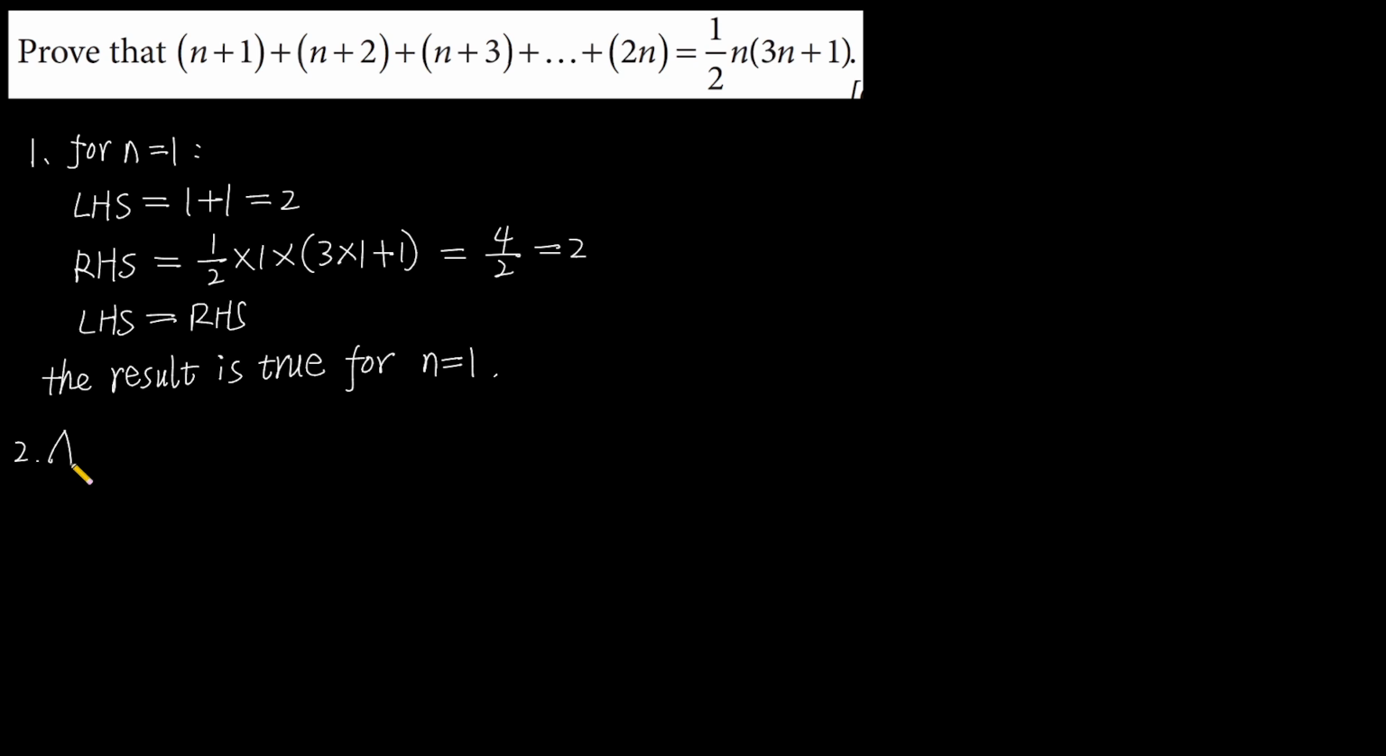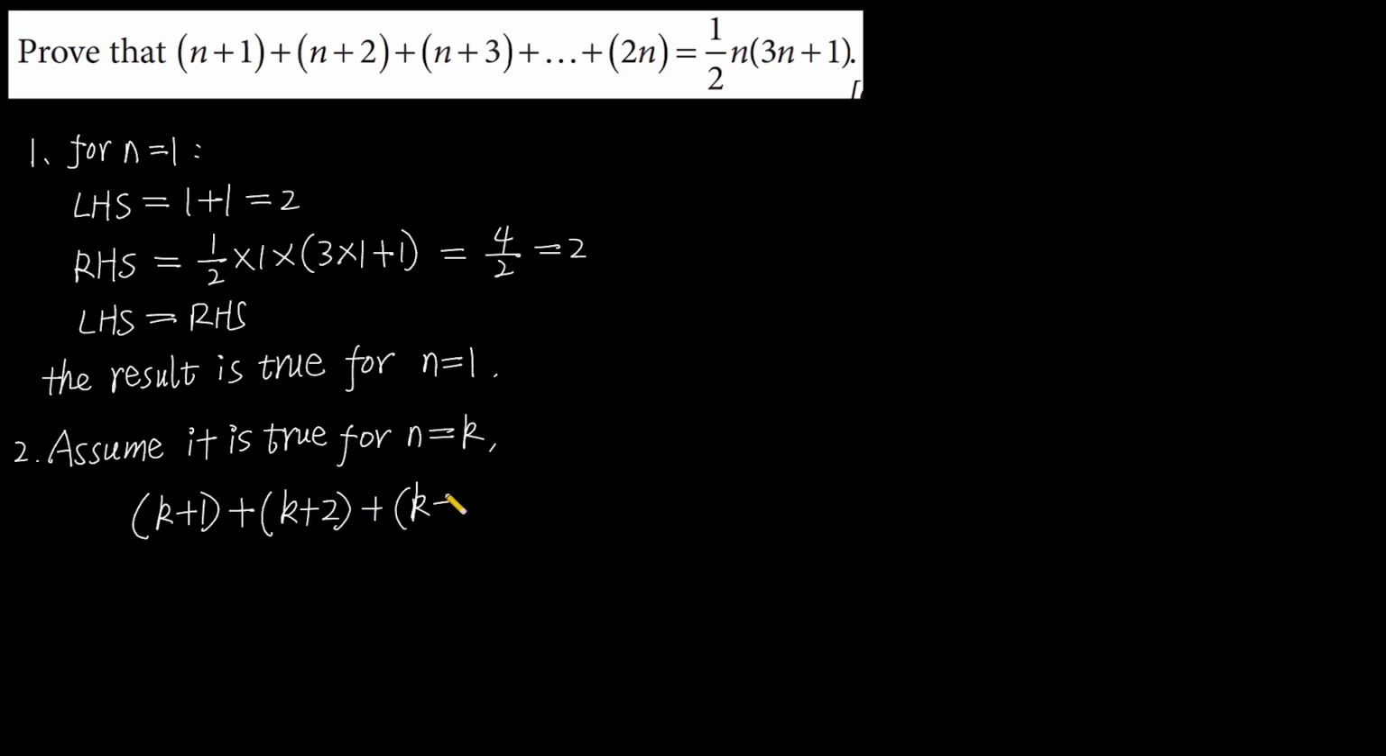Step 2. Assume the statement is true for n equals k. So we have k plus 1 plus k plus 2 plus k plus 3 plus 2k equals 1 over 2 multiply k multiply 3k plus 1. So we assume this equation exists. We assume this equation is true.